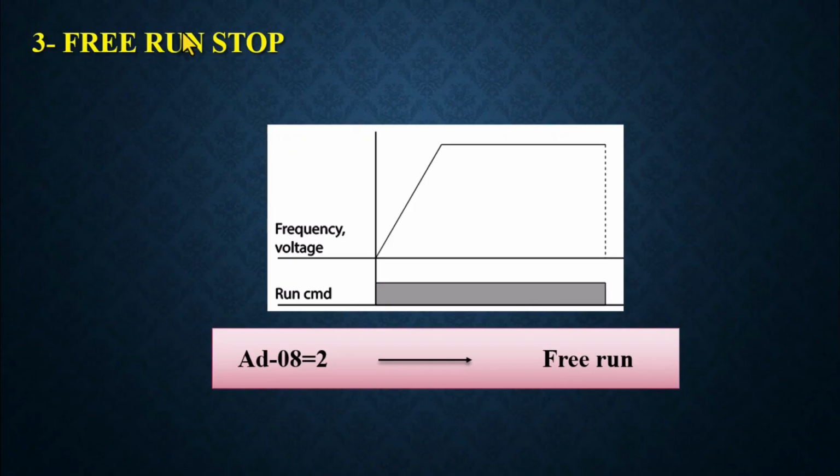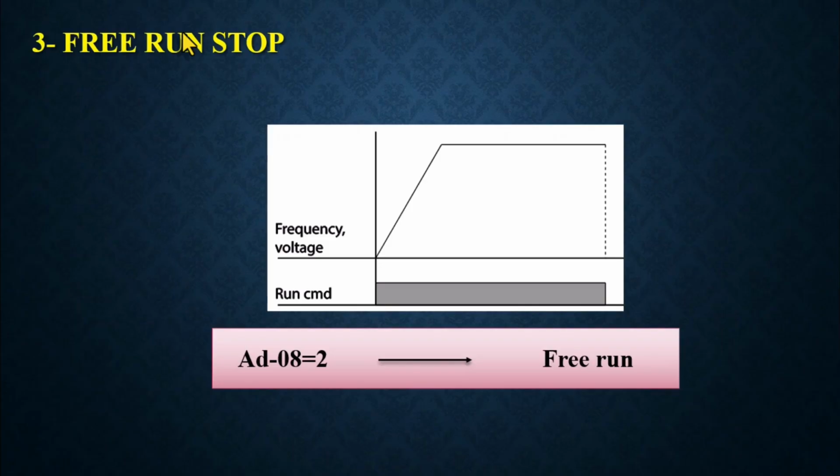That means the greater the inertia of your load, the longer it will take for your motor to stop, and the less inertia your load has, the faster your motor will stop. So in free run stop, as soon as the stop command is issued, the inverter cuts its output and your motor stops according to your load's inertia.